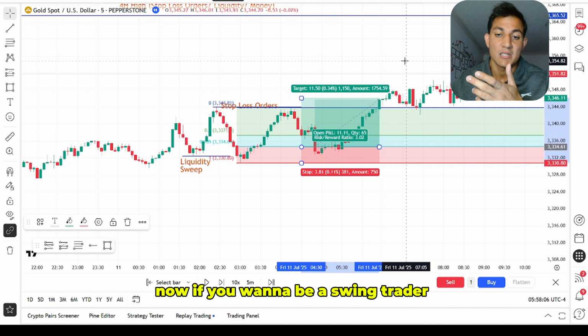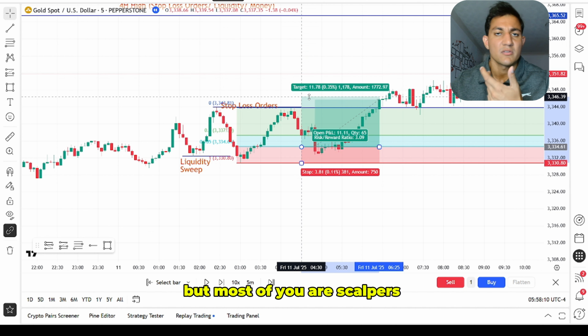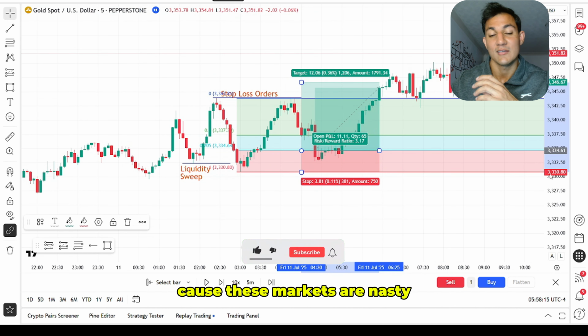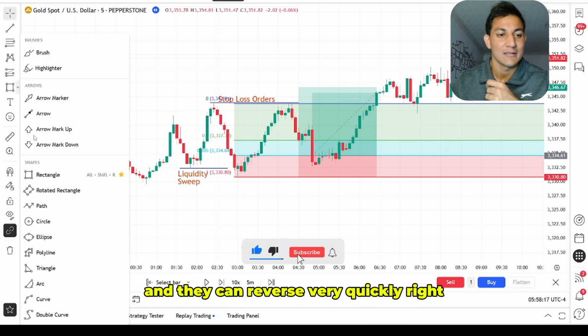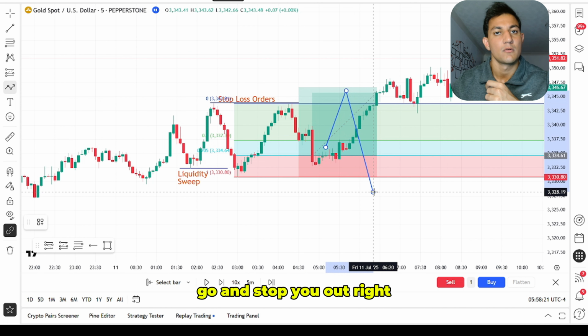Now, if you want to be a swing trader and you want to hold all the way up here, by all means, go and do that. But most of you are scalpers and day traders, right? Get your 3 to 1, get your money, and move on from these markets, because these markets are nasty and they can reverse very quickly, right? Last thing you want is for price to almost hit your take profit and then go and stop you out, right?